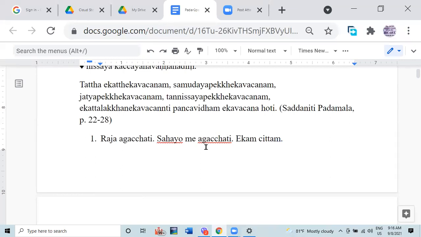Raja Agichadi is confusing for all those who know figurative speech in Pali. Take Sahayomi Agachadi: my friend comes. Here, his many friends do not come. Only one of his friends comes. That's why Sahayo here is singular. And then Egam Chaitan: only one mind, that's why singular. So ikatika vachana. Rajagichari is like this. Of course, figuratively, we can understand it as Brahma method.